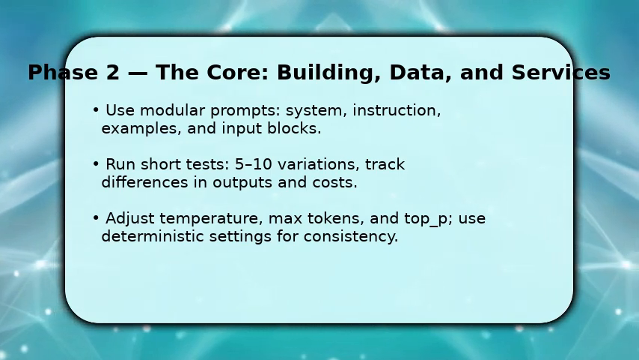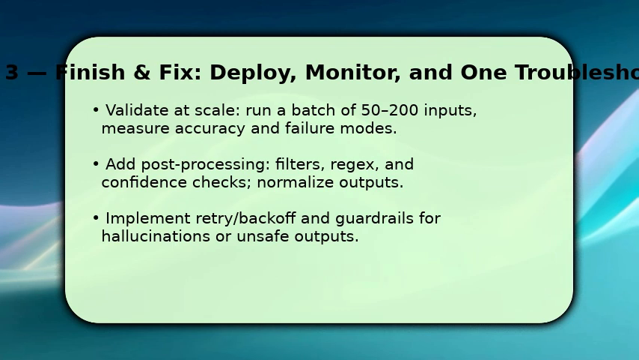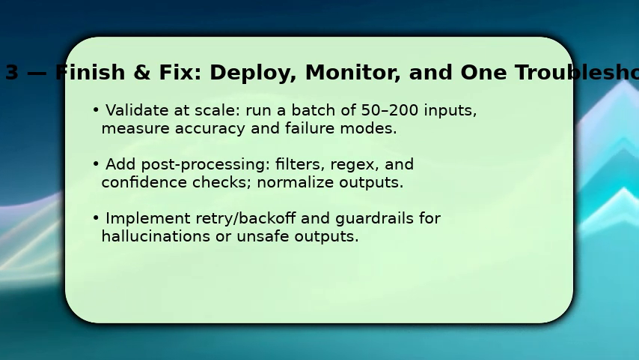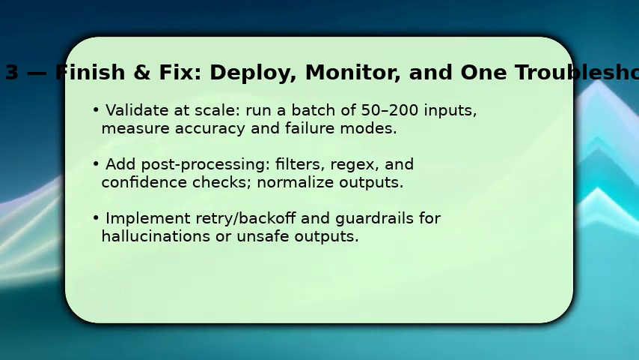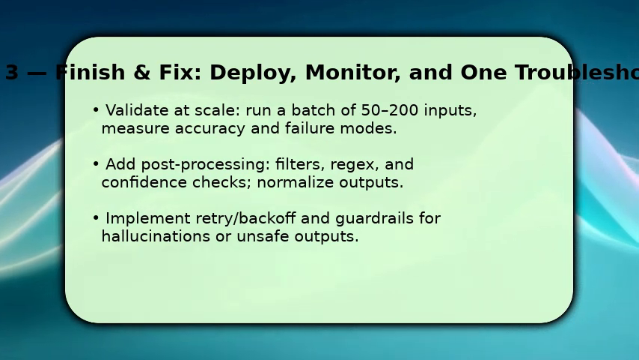You finish by validating at scale. Run a batch of 50 to 200 inputs and measure accuracy, coverage, and the types of failures you see. Add deterministic post-processing, filters, rejects normalization, and a confidence heuristic to clean outputs before downstream use.